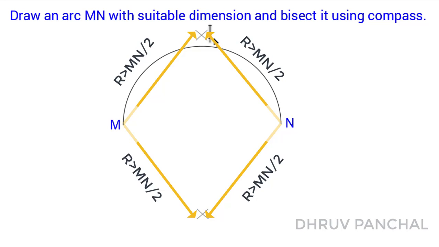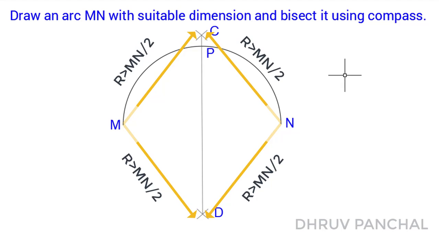Name the intersecting points of arcs by point C and point D. Now we will connect the point C and point D with the help of line. Mark point P where line CD cuts arc MN.